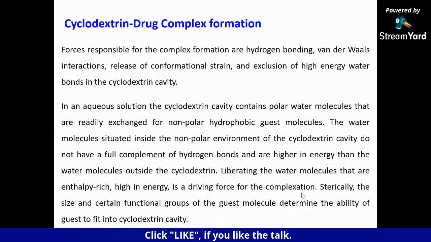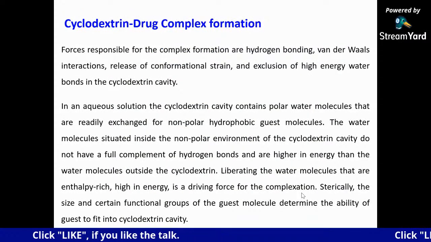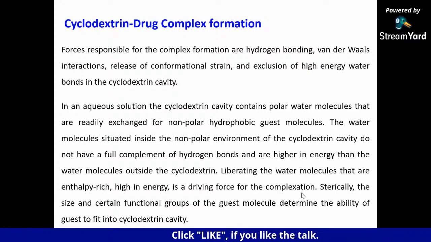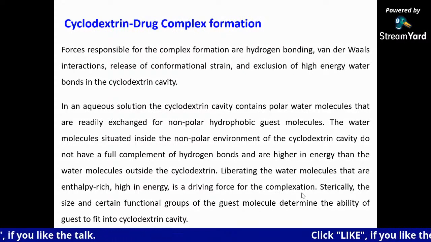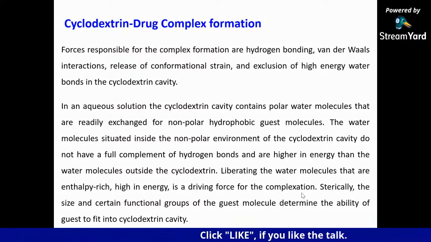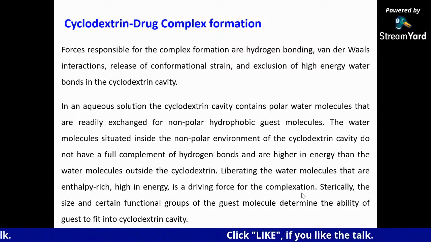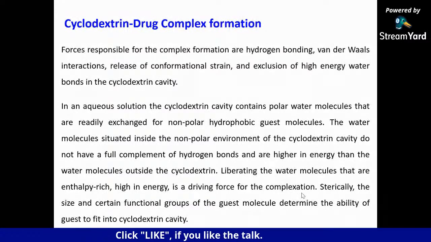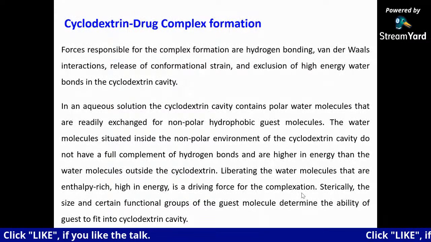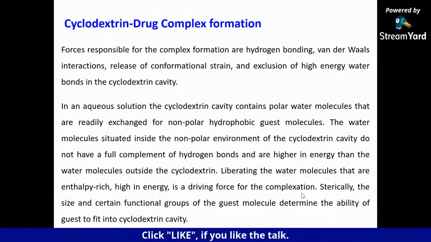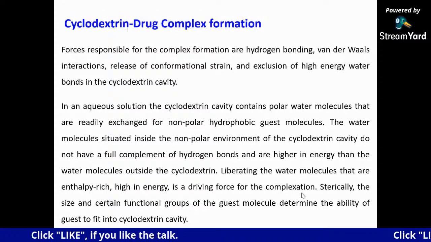Okay, now we have talked about cyclodextrins and their importance. So I will discuss how the cyclodextrin drug complexes are formed. What are the forces? There are various forces responsible for the formation of drug cyclodextrin complexes. These involve hydrogen bonding, van der Waals interactions, release of conformational strain, and exclusion, I repeat, exclusion of high energy water molecules in the cyclodextrin cavity. Friends, don't worry, I'm not going to teach you any chemistry.